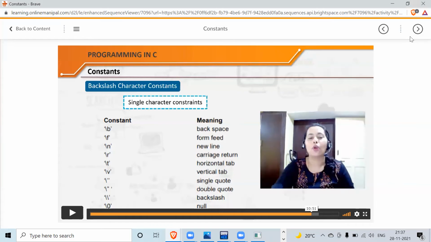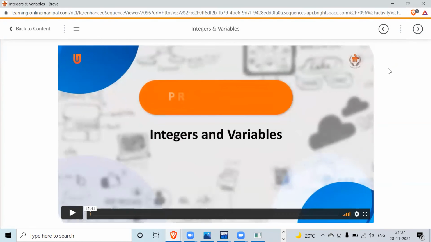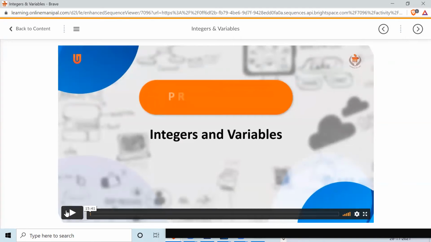So next, we are going to move into a different kind of thing: integers and variables.